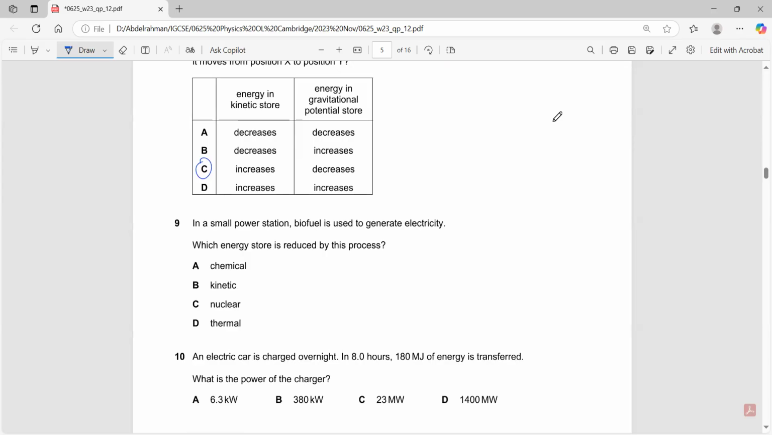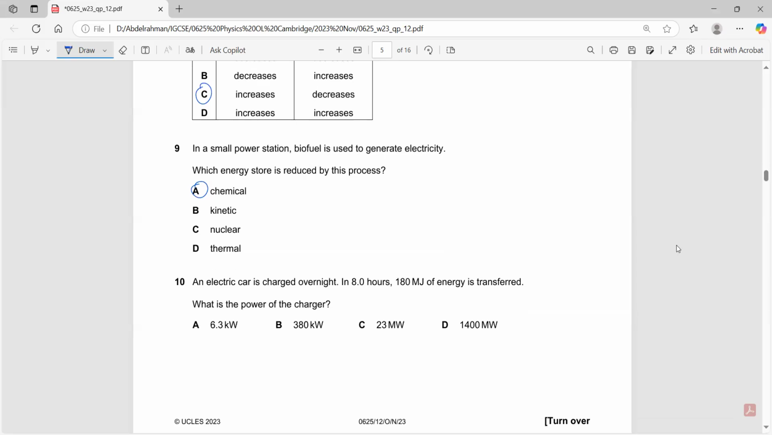In a small power station, biofuel is used to generate electricity. Which energy store is reduced by this process? Biofuel stores what type of energy? Biofuel stores chemical energy. So as you burn the biofuel, the chemical energy decreases, right? The chemical energy decreases.